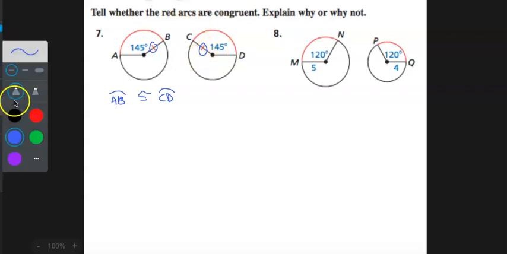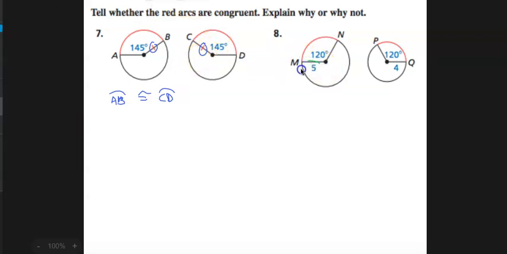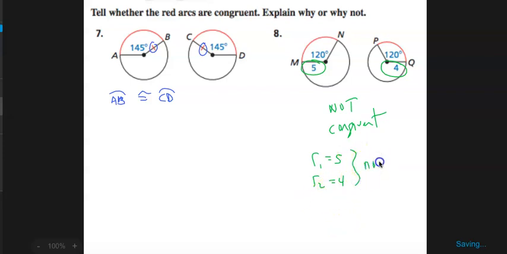And then the big one on number 8. This has a radius of 5. This has a radius of 4. These circles are not congruent. In order to be congruent, they must have the same radius. So you can now say that the measure of arc MN is not going to be equal to the measure of arc PQ. So these are not congruent. R1 is 5, R2 is 4, so not the same circles.